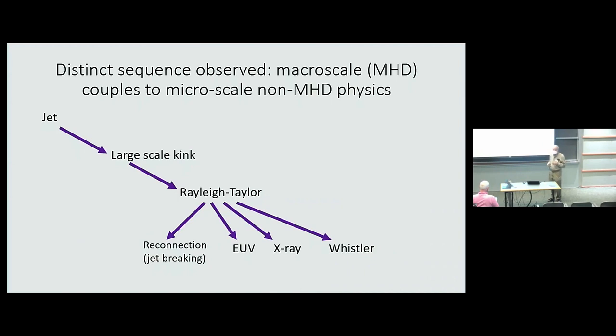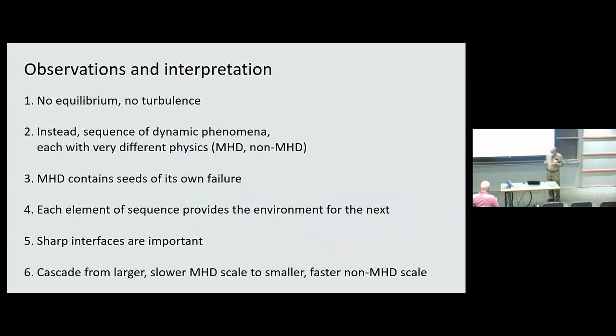And then the Rayleigh-Taylor instability basically pushes the plasma into a situation where it violates the rules of MHD, and kinetic instabilities develop. And this all happens in 1 microsecond. And we see a whole bunch of things: magnetic reconnection, extreme ultraviolet light emission, X-ray emission, and Whistler wave emission during that 1 microsecond. So the observations are there's no equilibrium, there's no turbulence. We can follow all these things that are going on. And instead, there's a sequence of dynamic phenomena, each having different physics. The first part is described by MHD, the later part it doesn't.